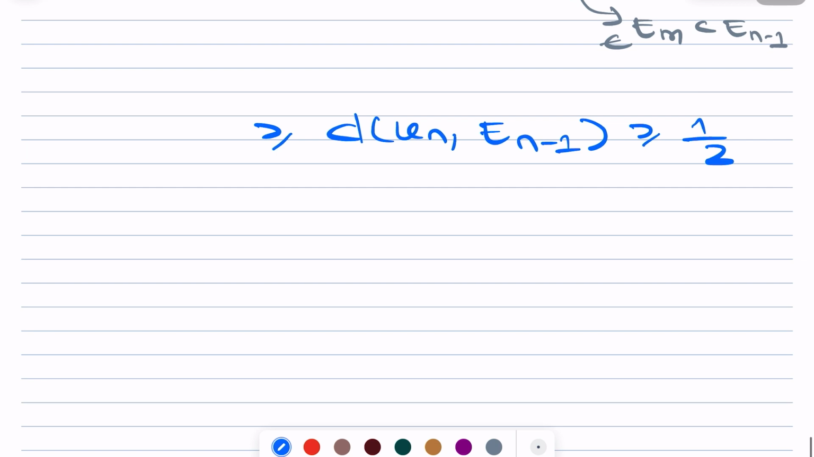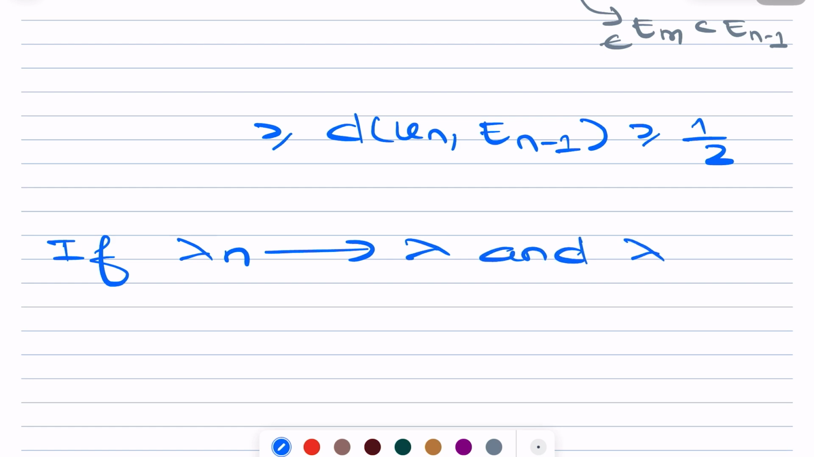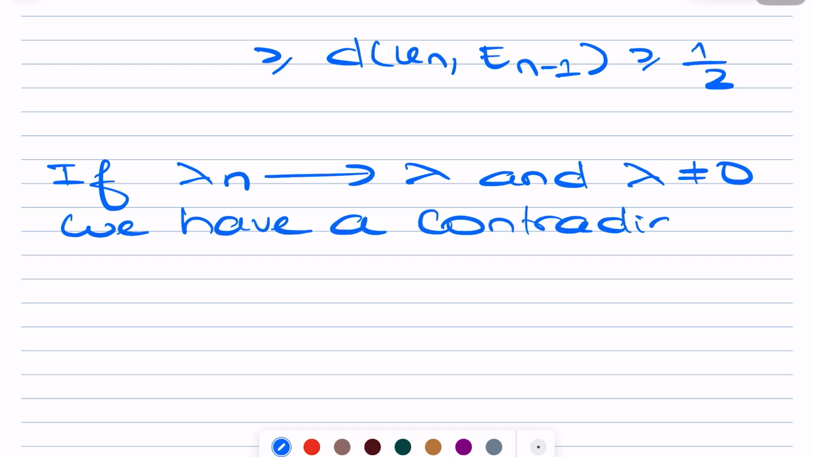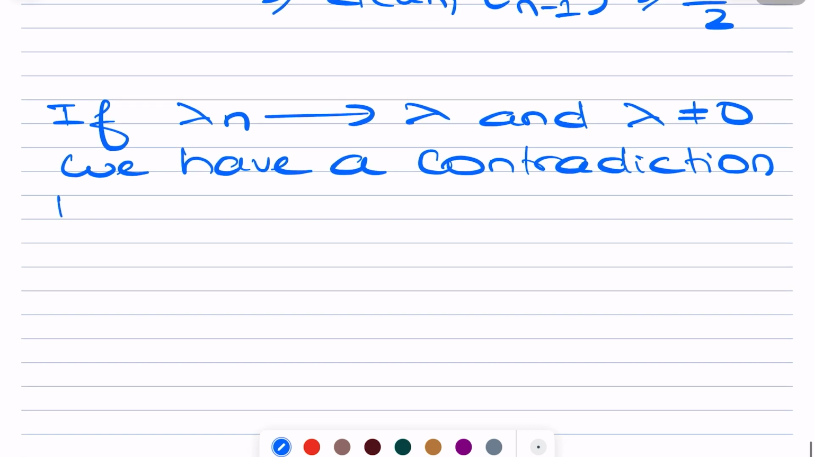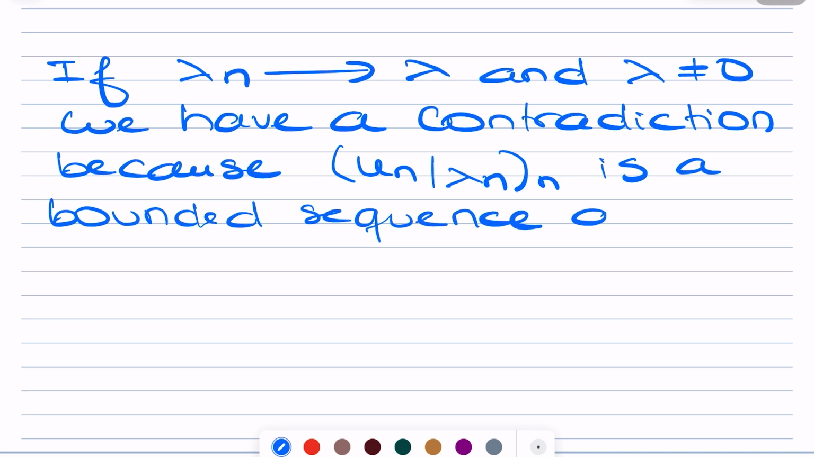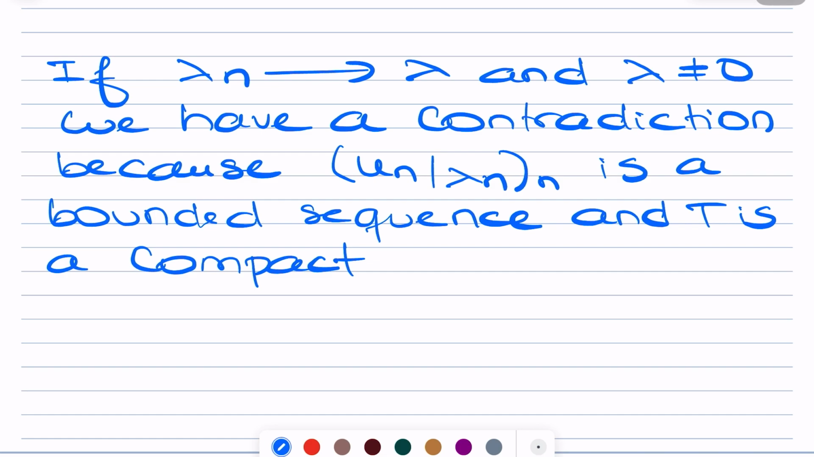Now, if lambda n actually goes to lambda, and lambda is different from 0, we have a contradiction. Because in that situation, un divided by lambda, this sequence, is a bounded sequence, and T is a compact operator, which means that we should be able to extract a convergent subsequence, which is not the case here.